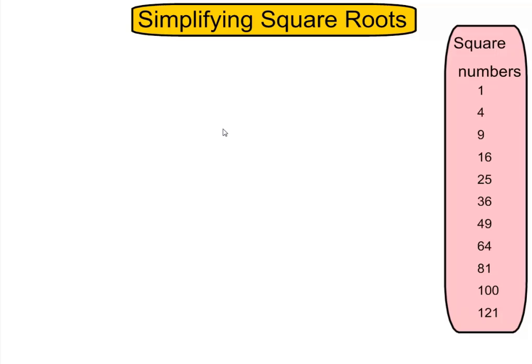This morning we're going to learn how to simplify square roots. First off, what is a square root? For example, if I asked you, what's the square root of 25? I think everybody would say 5. But why is it 5? Because 5 times 5 is 25.